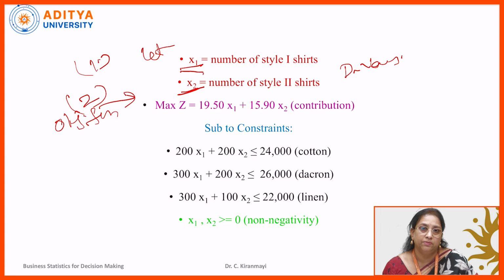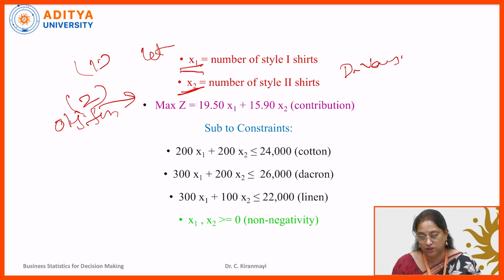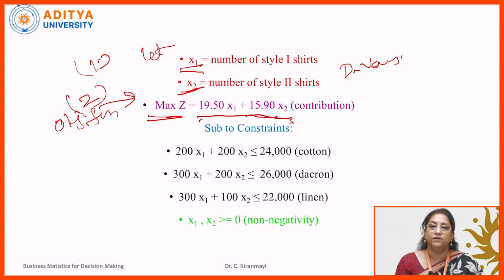We have assumed that the firm is going to produce x2 number of style 2 shirts, and it is given in the problem that the contribution of a style 2 shirt is 15.90. Therefore, the total contribution of style 2 shirts is going to be 15.90 into x2. To get the total profit, we sum up the linear combination, so 19.50 x1 plus 15.90 x2 is going to be the objective function. Since we are considering it as profit, the firm wants to maximize the profit. So, maximize Z is going to be this. So, this is the objective function.